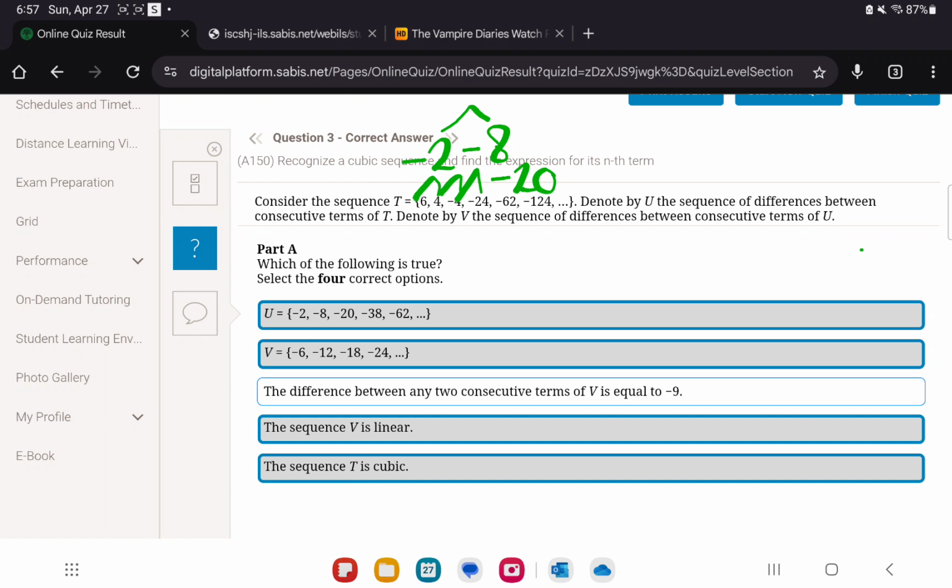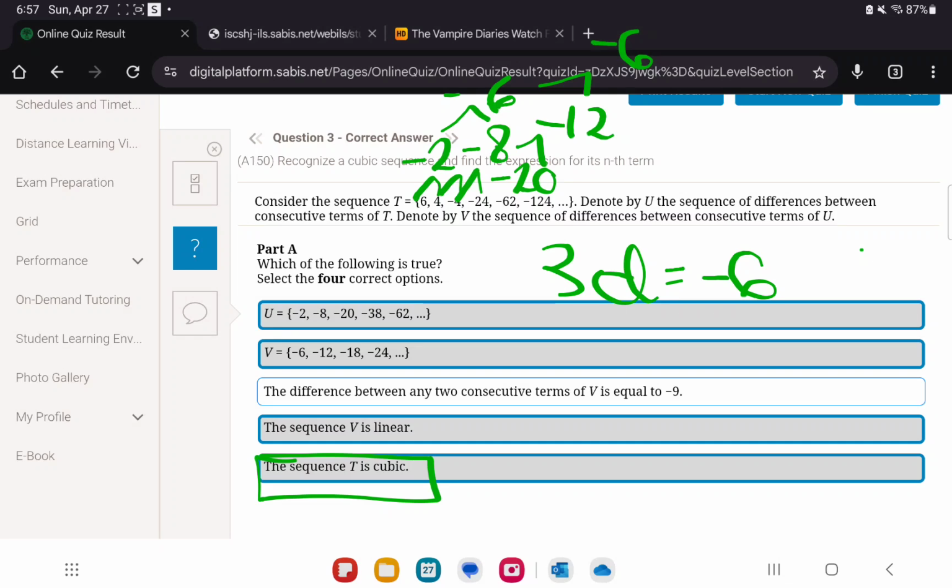Minus 2 minus 8 is minus 6. Minus 20 minus 8 is minus 12. So that's also not a second common difference. Now let's try the third common difference. Minus 12 minus 6 is minus 6. And if you do that for the rest of them, it's also going to be minus 6. So that's the third difference, minus 6. Okay, so first thing, it's a cubic sequence.